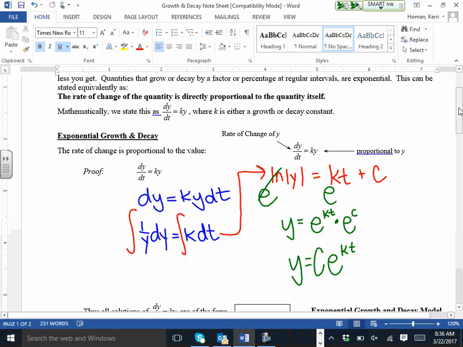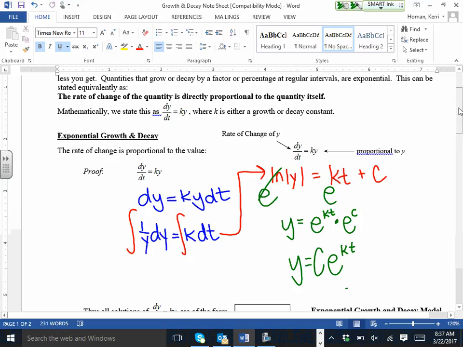Here is where our exponential growth and decay comes into play. This is an exponential growth problem if what is positive? K. This is an exponential decay problem if k is negative.